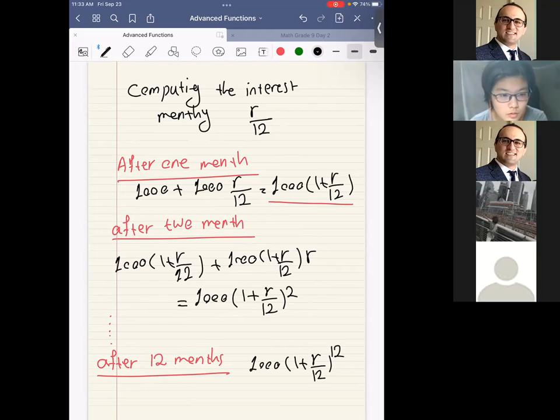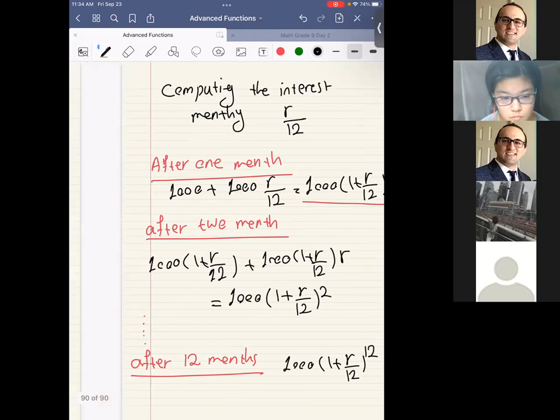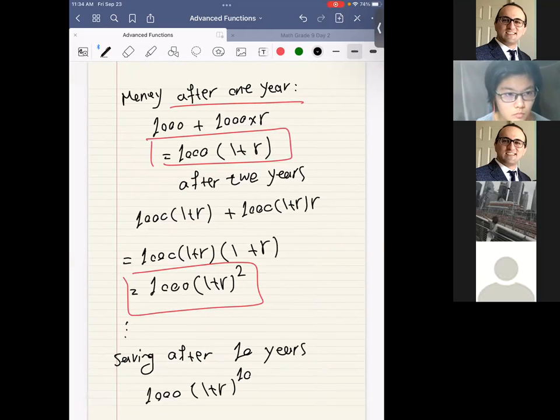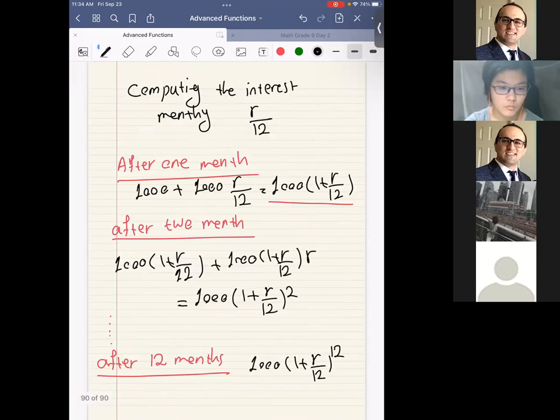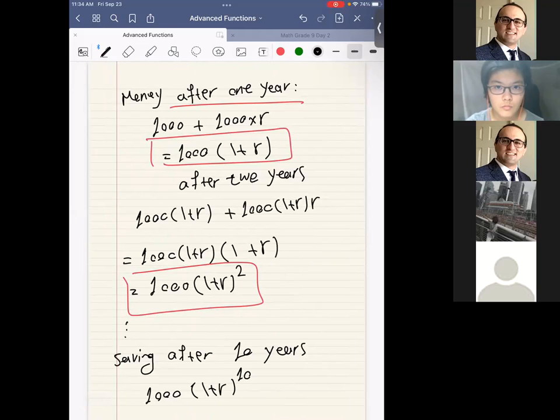This is called the compound interest, because now you compute the interest monthly. So this is after 1 year, which consists of 12 months. But you remember, if you compute it normally, after 1 year, you get 1,000 times 1 plus R. But if you compute the compound interest, which is monthly, basically, you get 1,000 times 1 plus R over 12 to the power 12. So I want you to see that these two numbers are different.